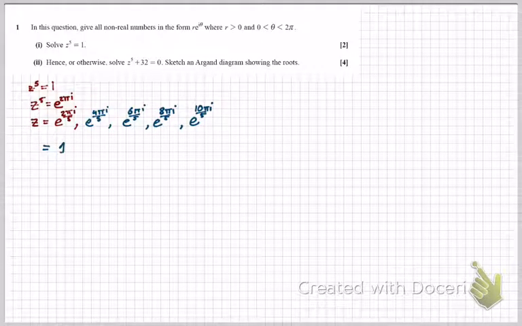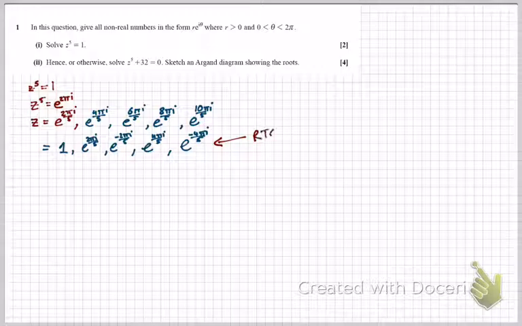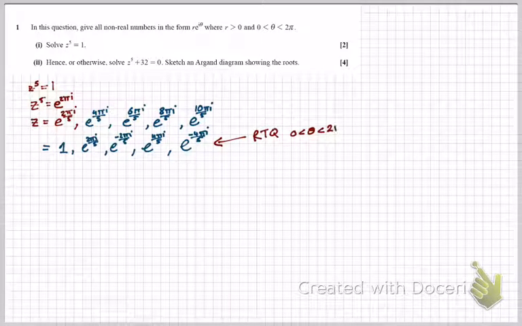Traditionally we would have written these as 1, e to the 2 pi i over 5, e to the minus 2 pi i over 5, e to the 4 pi i over 5, e to the negative 4 pi i over 5. But in this question we had to make sure we read the question, since it asked for the arguments in this form.